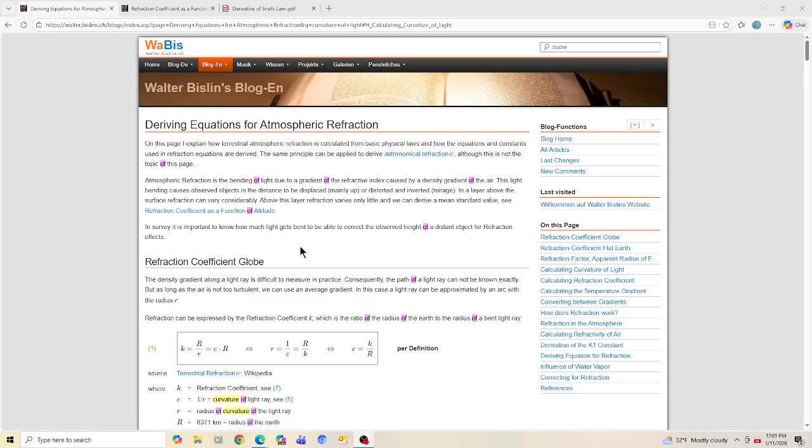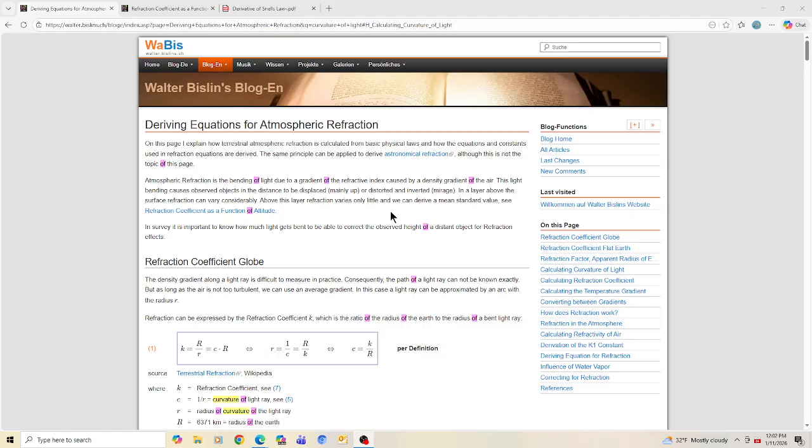Atmospheric refraction is the bending of light due to a gradient of the refractive index caused by a density gradient of the air. Now, to be clear here, the bending of light is due to light leaving a medium of one refractive index value and entering into another medium with a different refractive index value.